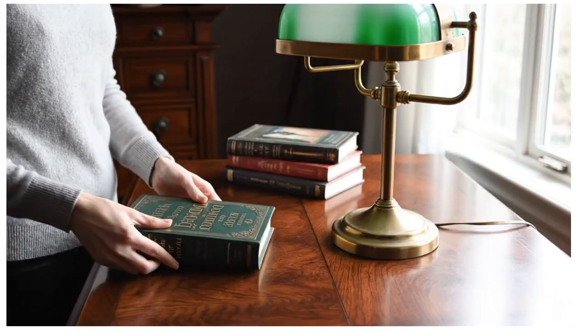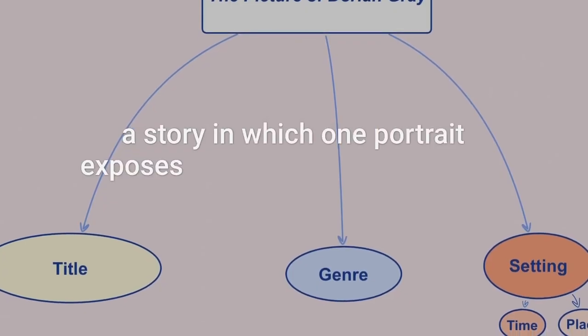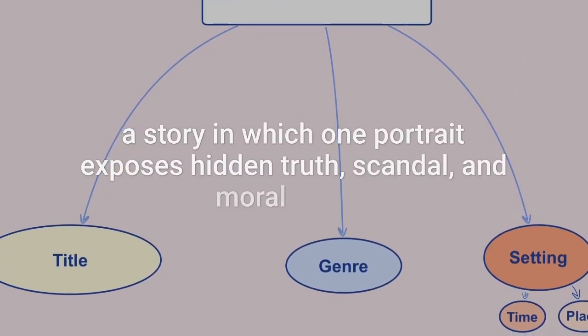Now, imagine an Instagram filter that could reveal every secret about a person. That's exactly what Oscar Wilde created in The Picture of Dorian Gray, a story in which one portrait exposes hidden truth, scandal, and moral decay.